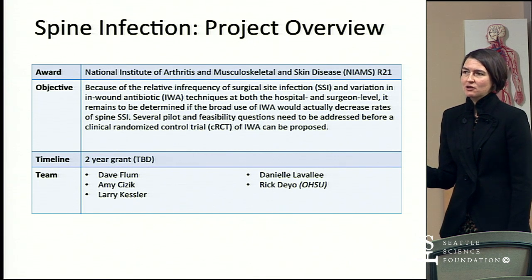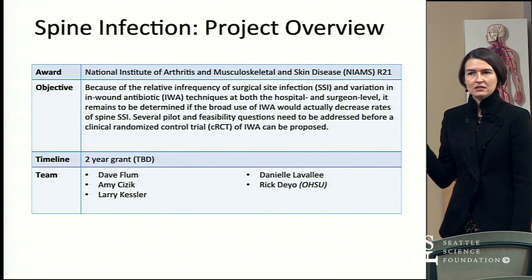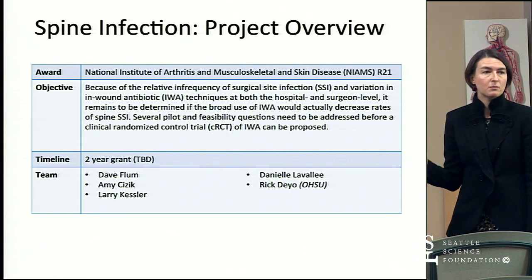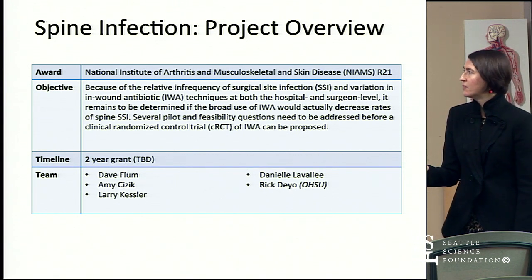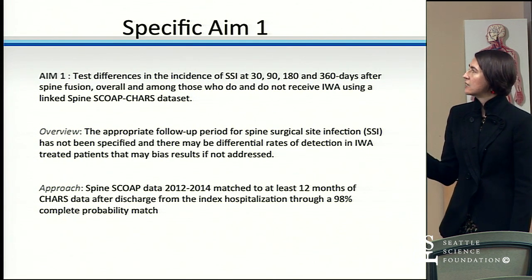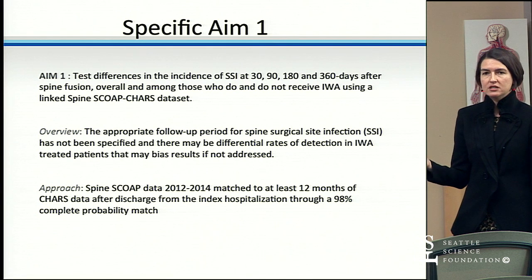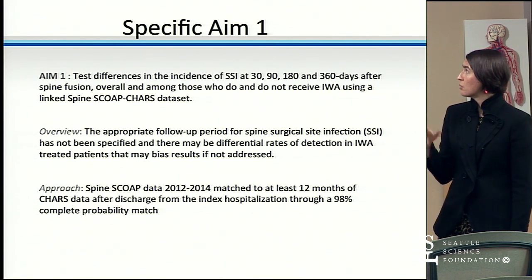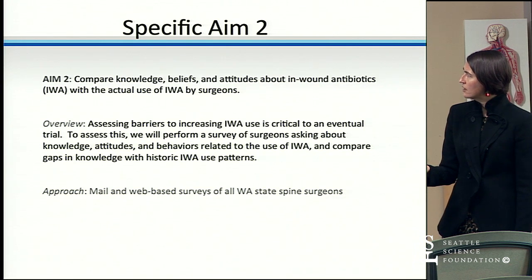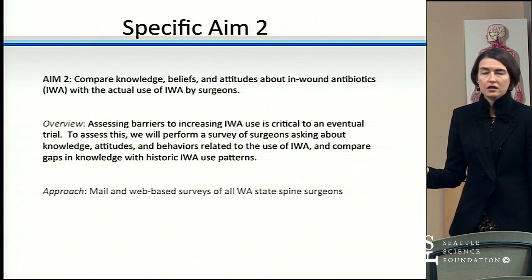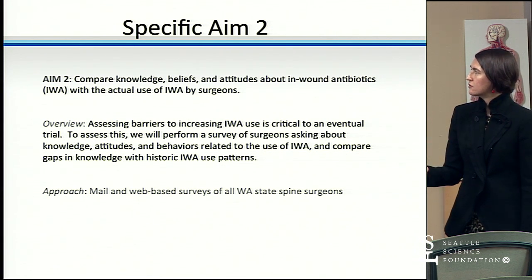We recognize, though, that because some of this is institutional based, this may need to be what we call a cluster randomized trial, where we randomize by hospital or practice setting. So this is, again, a survey project. The first aim, we're actually looking at our infection data that's in the SCOPE network, and that's in progress right now. And then Aim 2 will be comparing knowledge, beliefs, and attitudes about interwound antibiotic use. Again, this will be a survey that we ask surgeons to fill out.